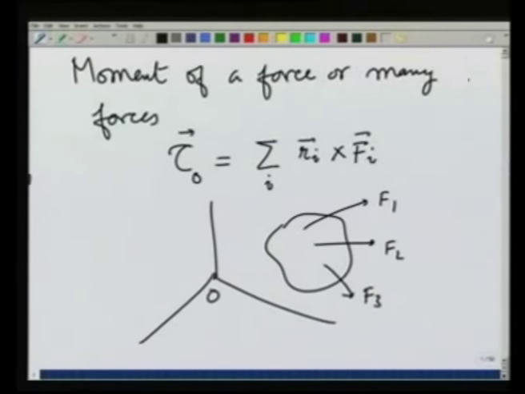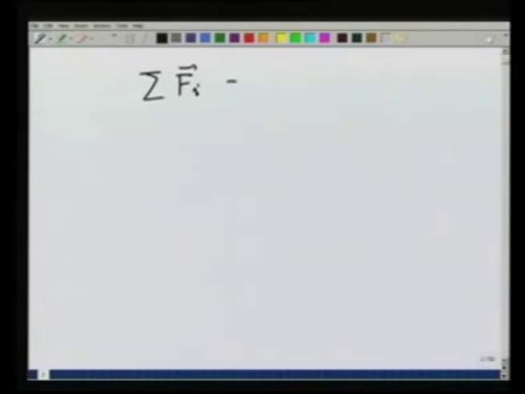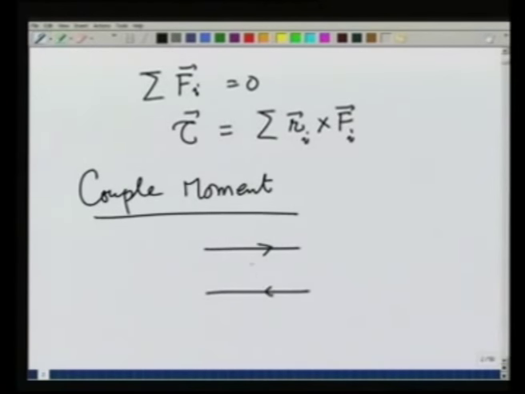We have also learnt that the torque is origin dependent. There is a very special case when the total force on the body is 0, then torque is independent of the origin, no matter about which point it is taken, it comes out to be independent. Then as a very special case of this, we define a couple moment, which is nothing but two equal and opposite forces separated by a distance d.